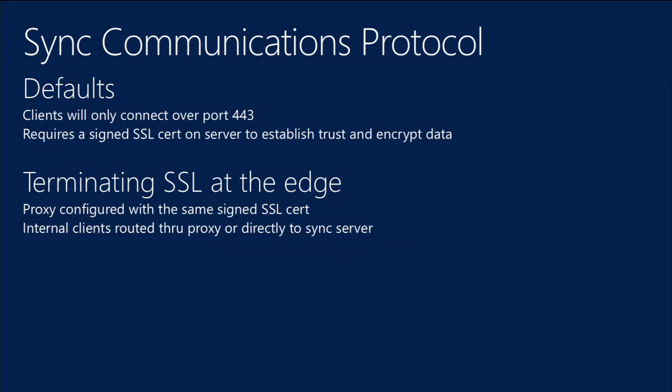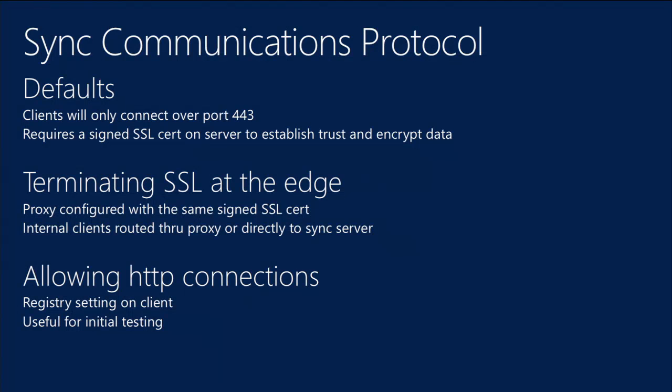If you'd like to terminate SSL at the edge in your network environment, you can do so by configuring your proxy with the same SSL cert and having the proxy convert to a port 80 communication with our sync server. And even for your clients that are in your network environment, not coming through the firewall, if you want to, you can configure them to go through the reverse proxy, do the same termination, and now you can do full packet inspection for all of your clients wherever they happen to be connecting from.